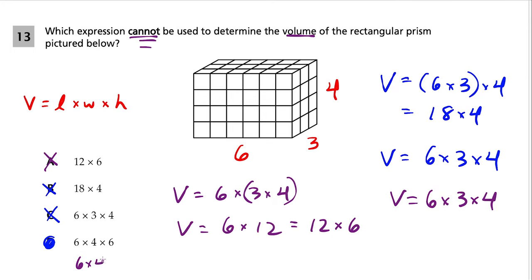Well, 6 times 4 times 6, there's no way that this is going to equal 6 times 3 times 4. And the problem with that is that if we get rid of one of the 6's, 4 times 6 is 24, and 24 is not equal to 3 times 4, which is 12. So that's why choice D is no good.